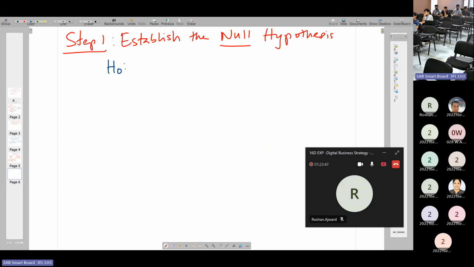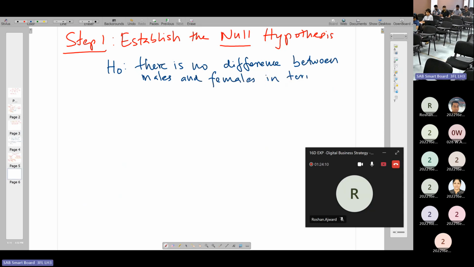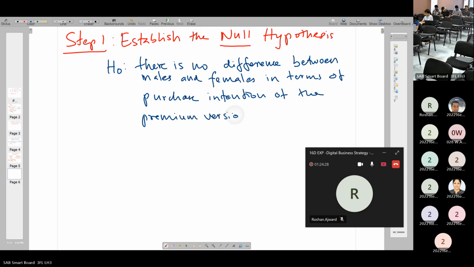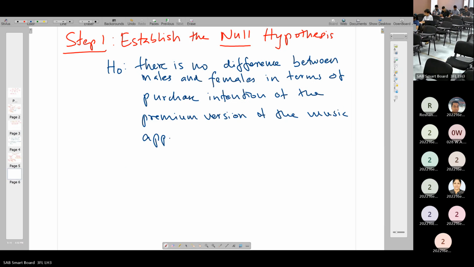What will you say? There is no difference between males and females in terms of purchase intention of the premium version of the music app. This is step 1, the null hypothesis between males and females. Why between? Because there are 2 groups. More than 2 groups is among.